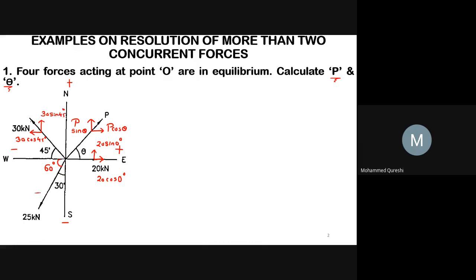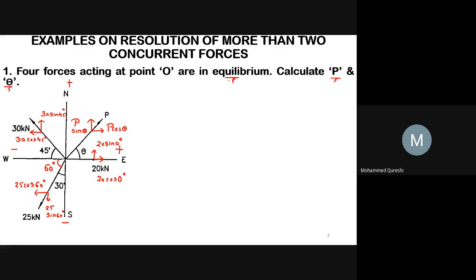Now here this 25 kilonewton has two components. This will be your 25 cos 60 degree, and here 25 sine 60 degree. So we had resolved the figure in two components with reference to cos and with respect to sine. Now we will solve the example.